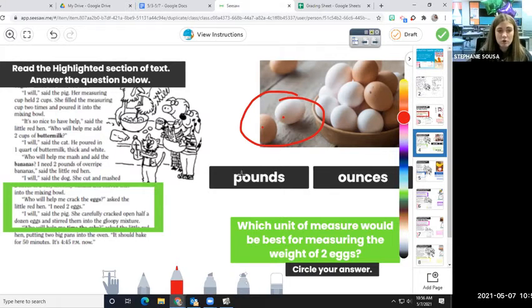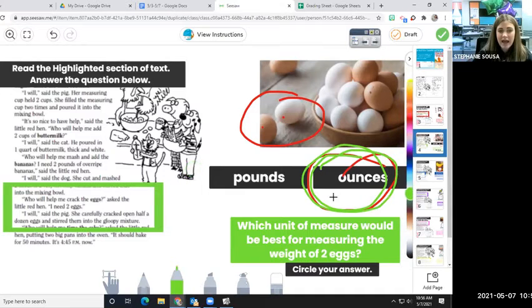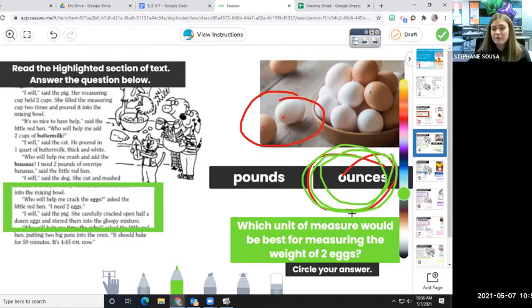If you think it's better to weigh 2 eggs in pounds, they're a heavier object that can weigh as much as a cell phone, raise your hand. Okay, more participation that time. Thank you. If you said ounces, you are correct. An egg does not have a lot of weight. They are not very heavy. So we would use a smaller measure, which is called an ounce. Okay.